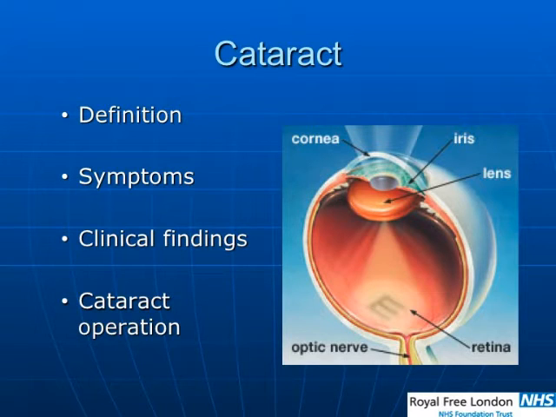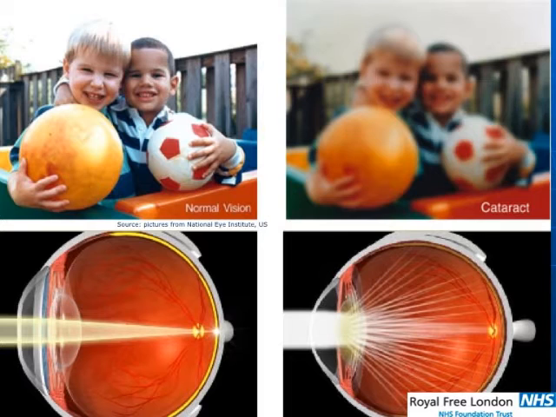As I said, I think the glaucoma was more difficult to understand, but let's go off with the cataract. Now, with the cataract, I go for definition, we'll look at the symptoms, clinical findings, and we talk a little bit about the cataract operation. So, if you have our little two boys again with their ball, normal vision, light goes normally through here. You can see the lens is right there and it's clear. And the light beam goes nicely there, focusing in the back.